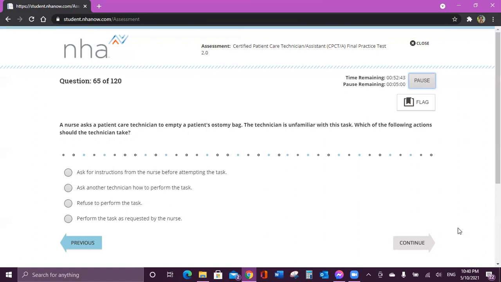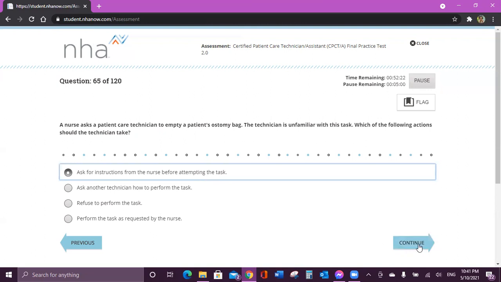A nurse asks a patient care technician to enter a patient's vitals in the chart. The technician is unfamiliar with the task. Which of the following should the technician take? Ask for instruction from the nurse before attempting the task, or ask another technician to perform it.